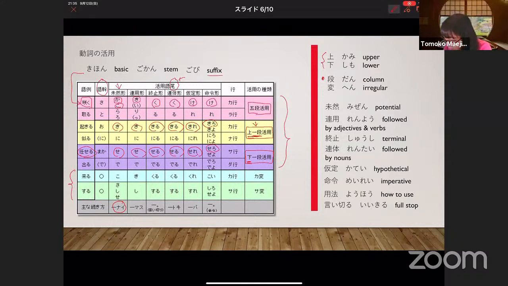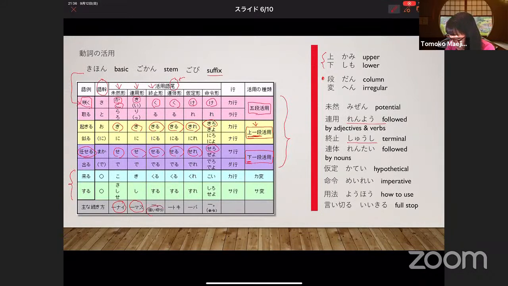This is renyoke, remember? Renyo, followed by adjectives and verbs. And you conjugate with mas. Typically mas. We have a lot more, but typically we use mas. And then shushike, terminal form.